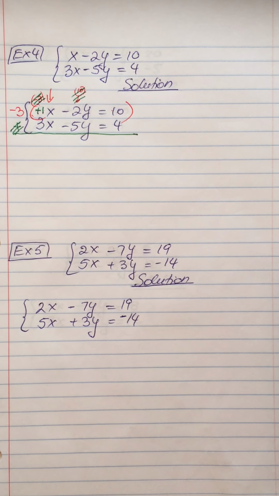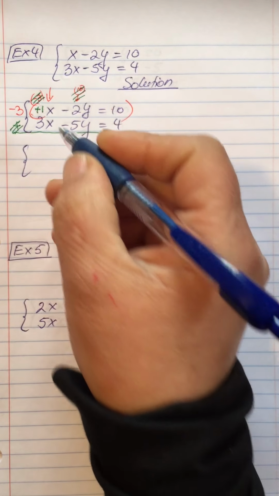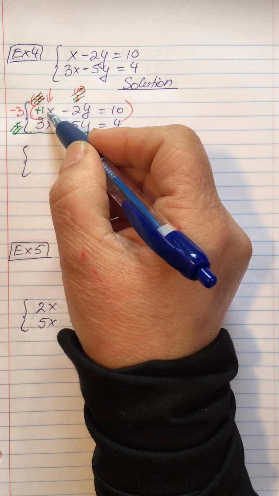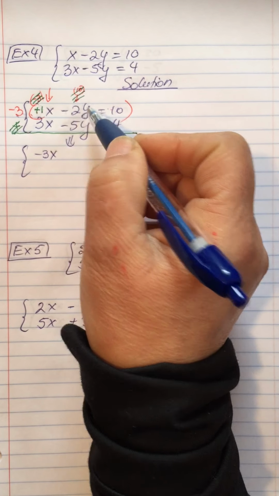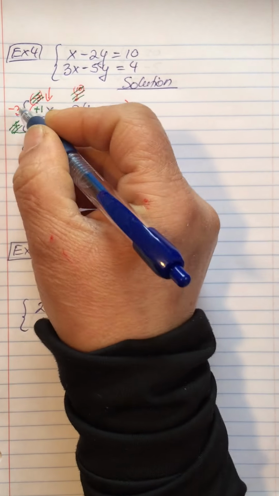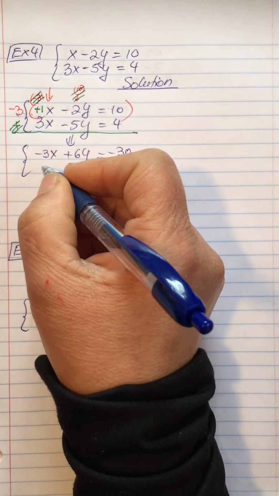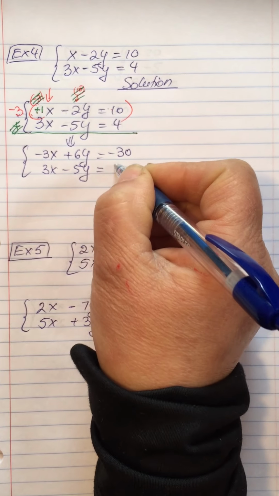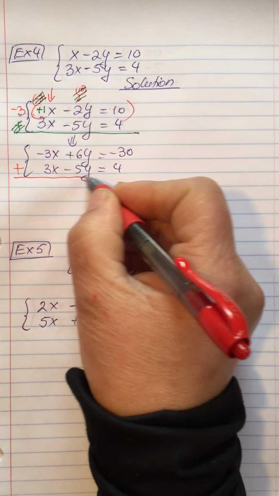So doing this, I will find a new system equivalent to the original one where the first equation is changed. Negative 3 times positive 1 is negative 3x, negative 3 times negative 2y is positive 6y, and negative 3 times 10 is negative 30. The second equation is as it is, so let's rewrite it. And now that I am sure that x will be eliminated, I am going to add both equations.